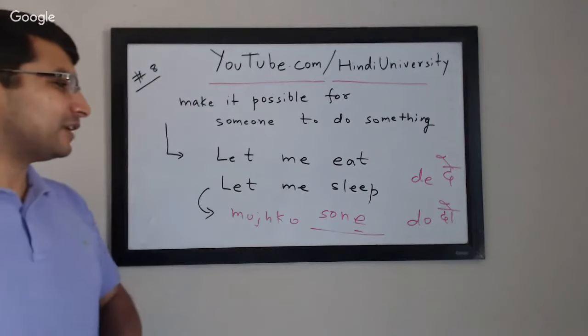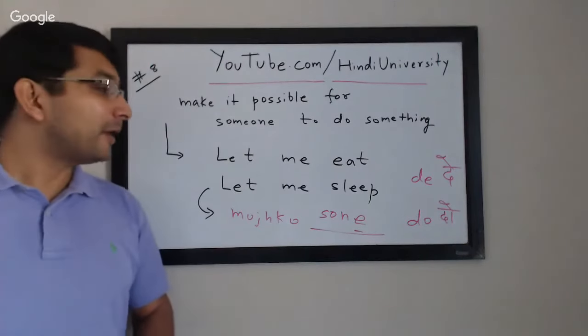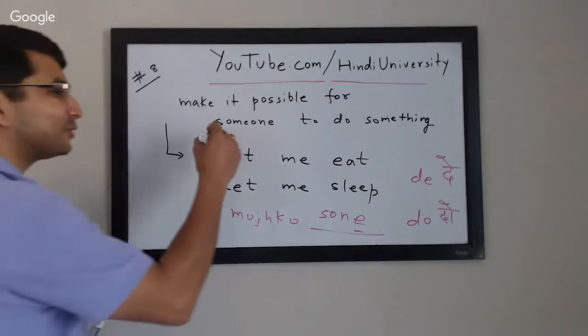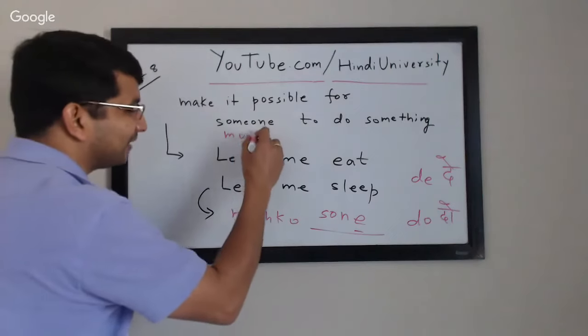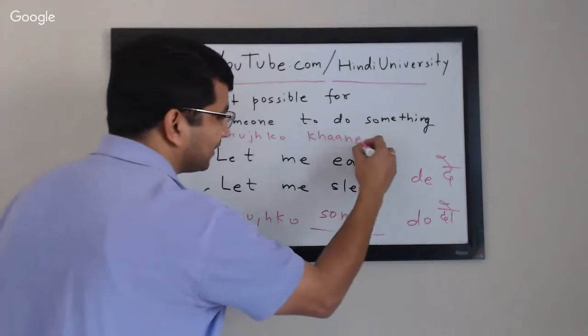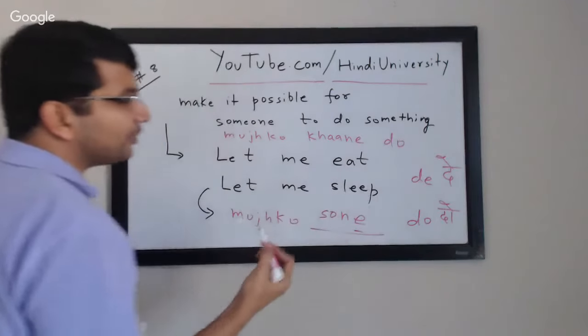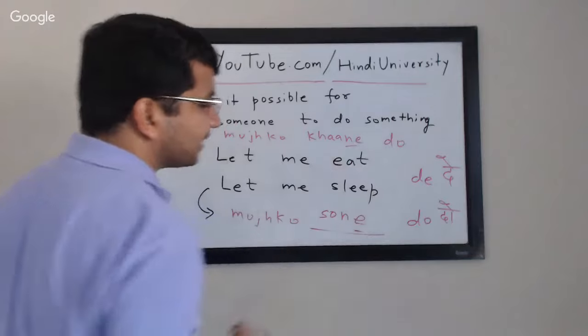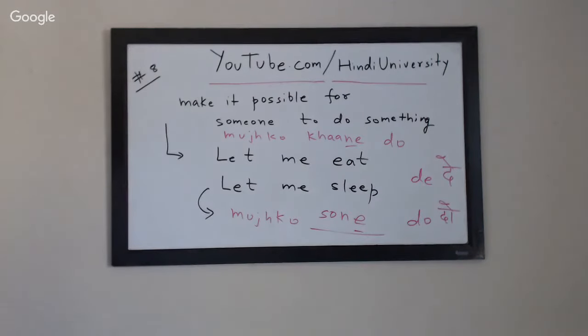Similarly, let me eat. How would you say that, Liz? Mujhko khane do. Very good, right? Awesome. All you have done is that the verb is khana, you removed the na and replaced it with ne. Mujhko khane do.